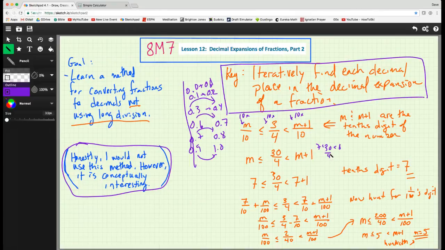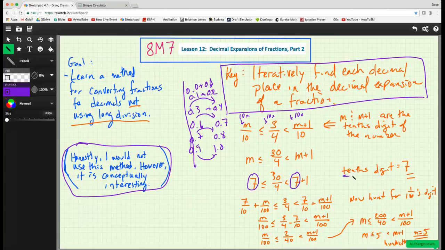We can see that, right? 4 goes into 28 evenly 7 times, but it doesn't go to 32. If this was bigger than 32, we'd have to use maybe the number 8. But 30 over 4 is between 7 and 8. And we're not going to do long division to keep finding all the rest of the decimals, but we know that the right number here is 7. So 7 is less than or equal to 30 over 4, which is less than or equal to 7 plus 1. So our tenths digit is 7.